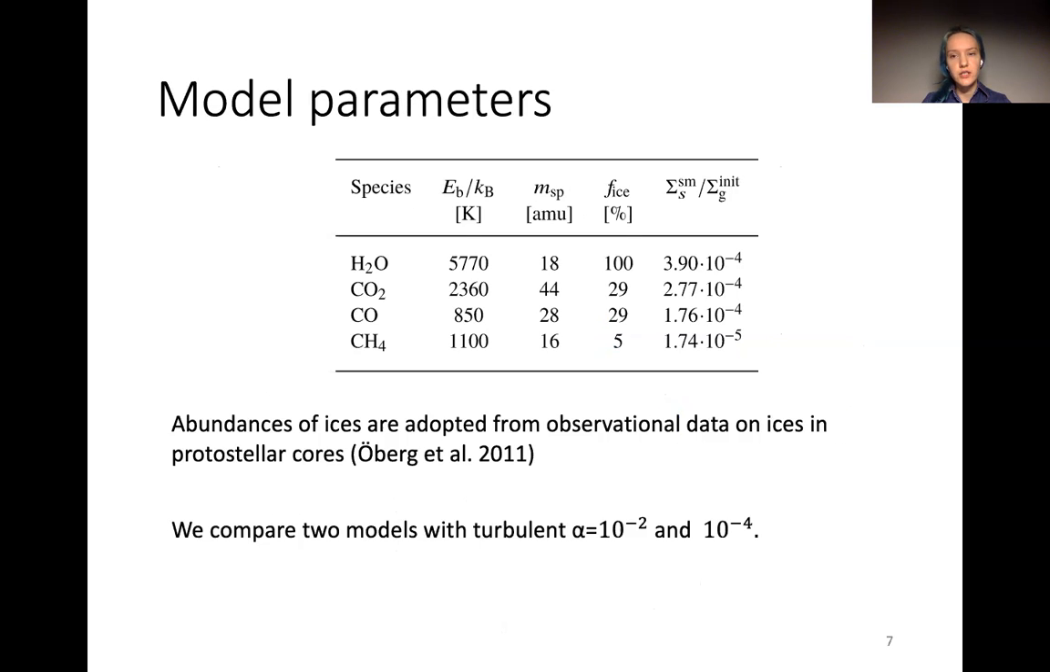We consider four volatiles in our model, the major ones: water, carbon dioxide, CO, and methane. Their relative abundances are based on observational data for protostellar cores, and we also consider two values of the alpha parameter.